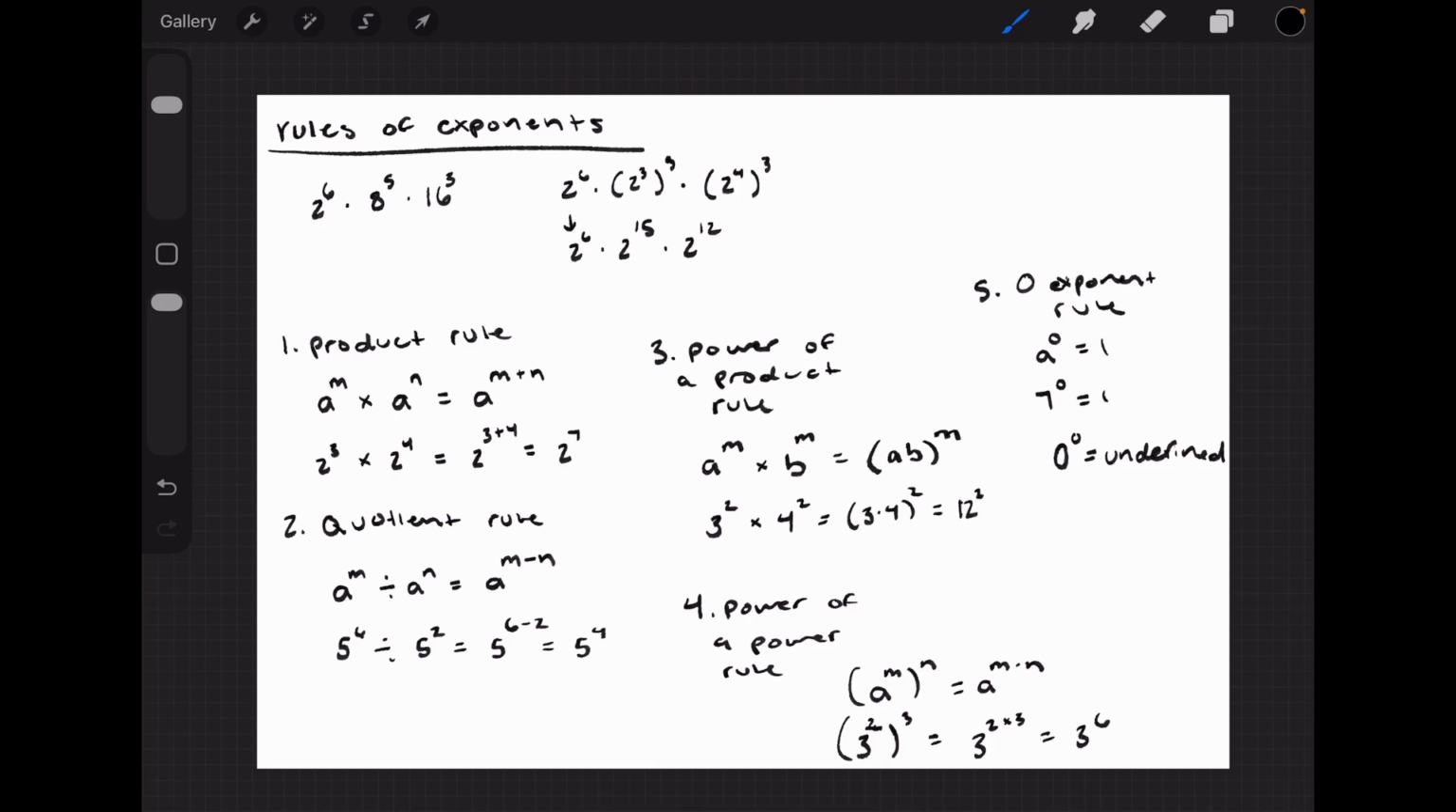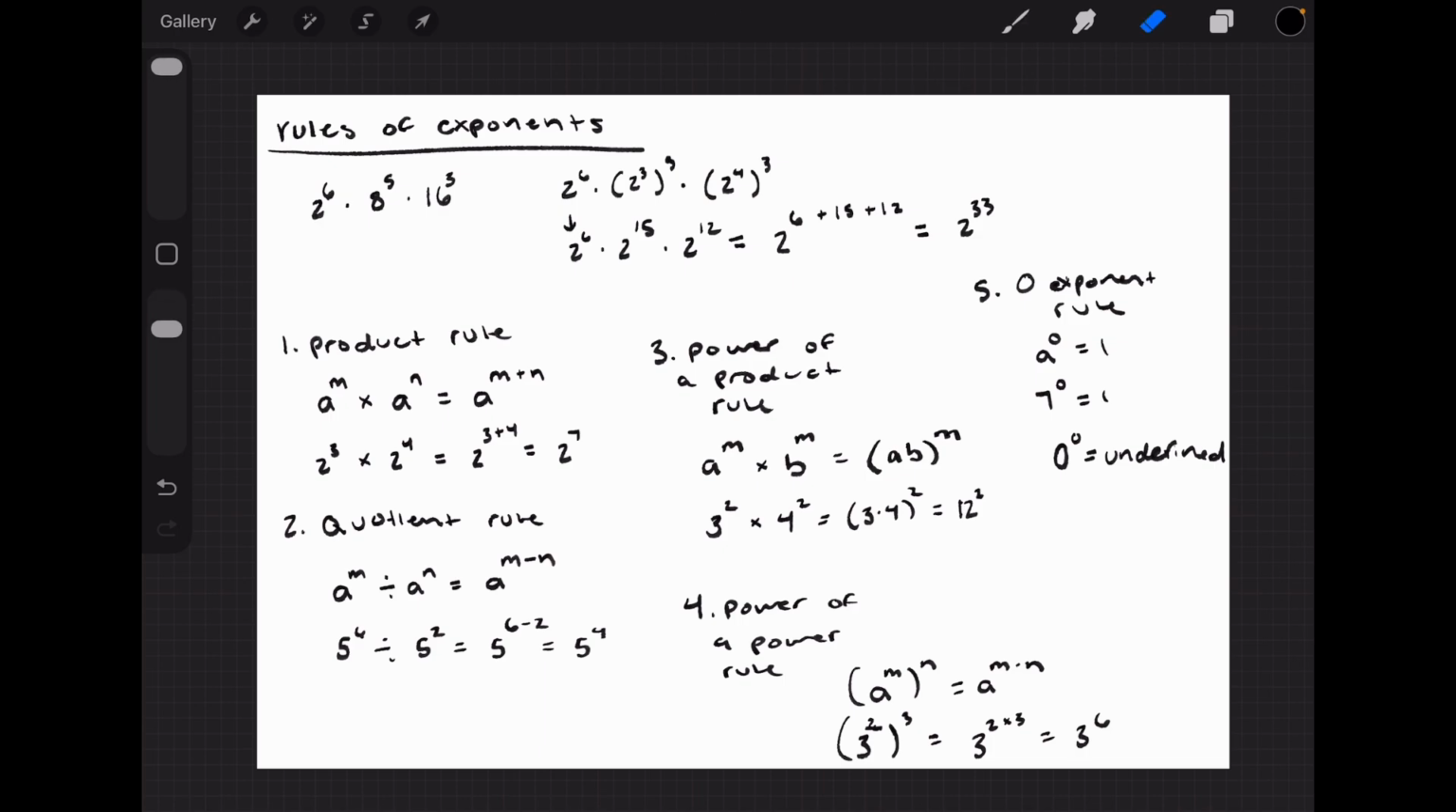So now that we have all of them being the same base, we can go back to our product rule that we learned before. So when they're all the same base, we could add them together. So essentially, we would do 2 plus 6 plus 15 plus 12, which gives us our final answer of 2 to the 33 power.